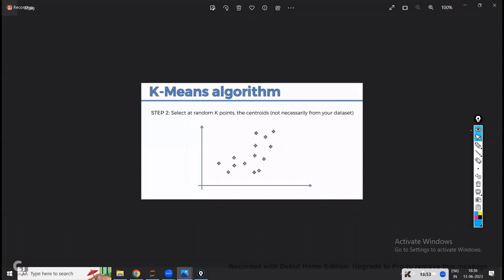What is step number 2? Take any k random points. That is, k random points means what is the k value I have assumed? 2. So randomly you choose any 2. Randomly. There is no rule which one you have to choose.